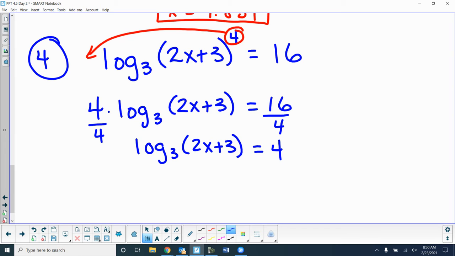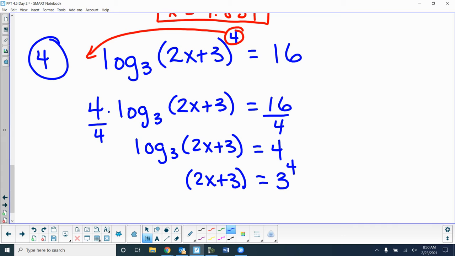All right, so now rewrite it. Trent, focus. All right. The number 2x plus 3 equals the base to this power. That's our problem now.